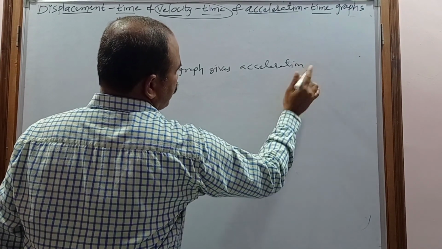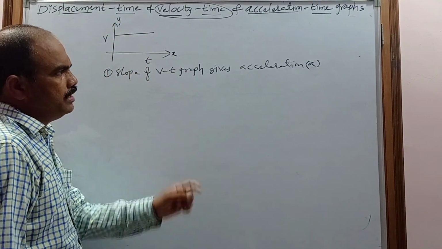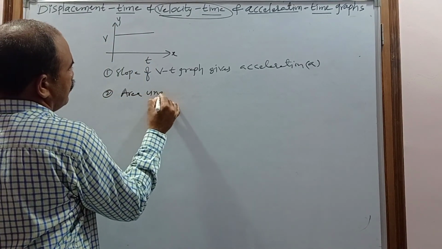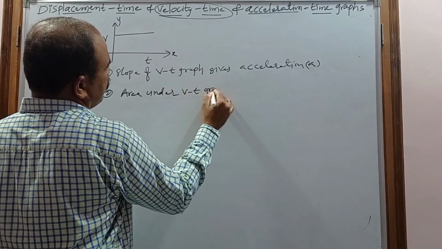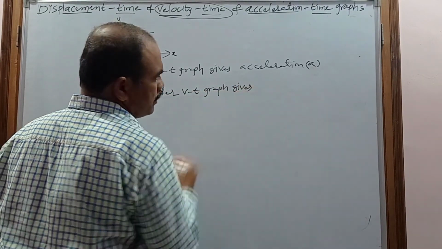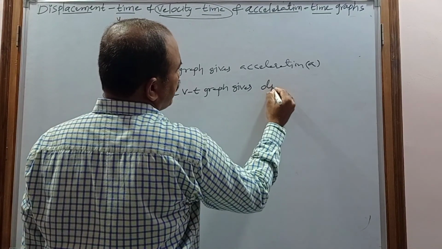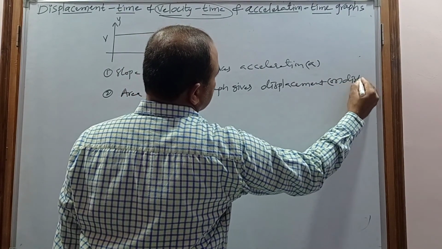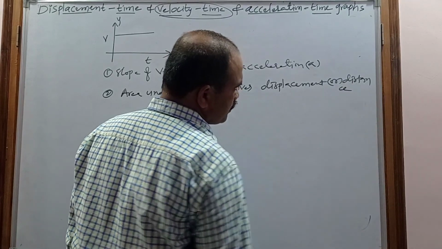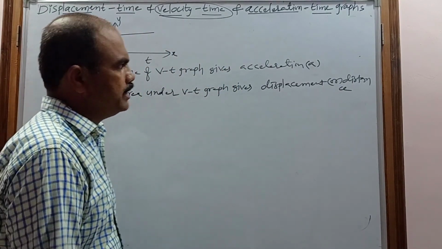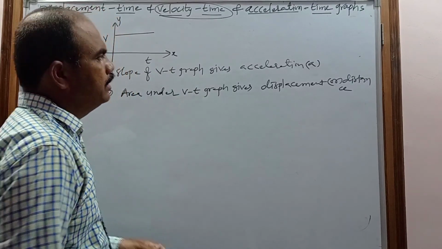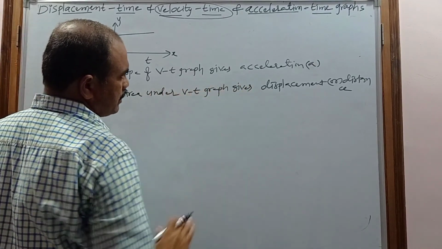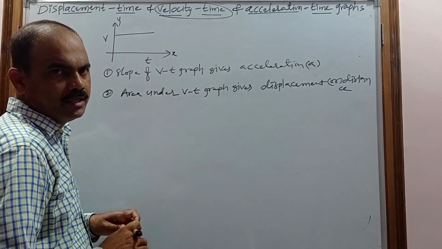The slope of the velocity versus time graph gives acceleration, and the area under the velocity versus time graph, which is velocity into time, gives displacement or distance. If we take the magnitude, that is called distance. If we consider direction, that is called displacement. So the slope of the velocity time graph gives acceleration, and the area under it gives displacement or distance. You have to remember this.